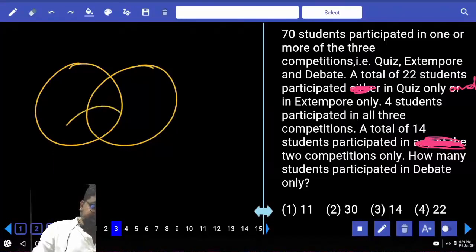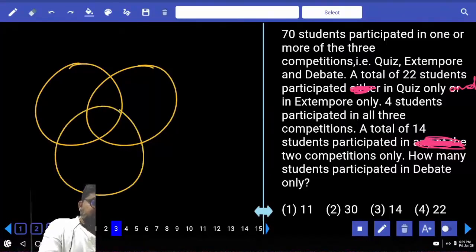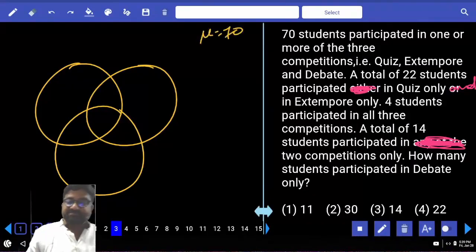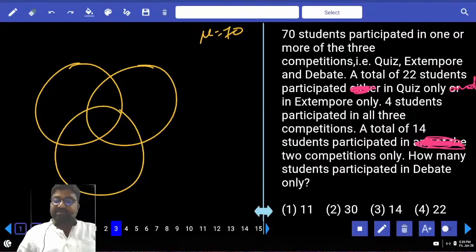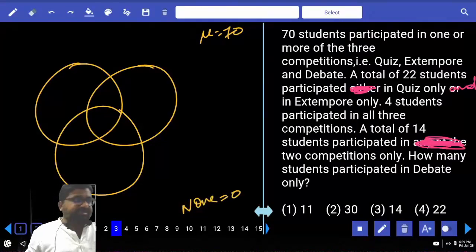Venn diagrams. Total entha antamma? 70, that is, mu is equal to 70. What else did he say? Participate in 1 or more of the 3 competitions, that is, there is one participant in at least 1 game. So automatically none becomes 0.